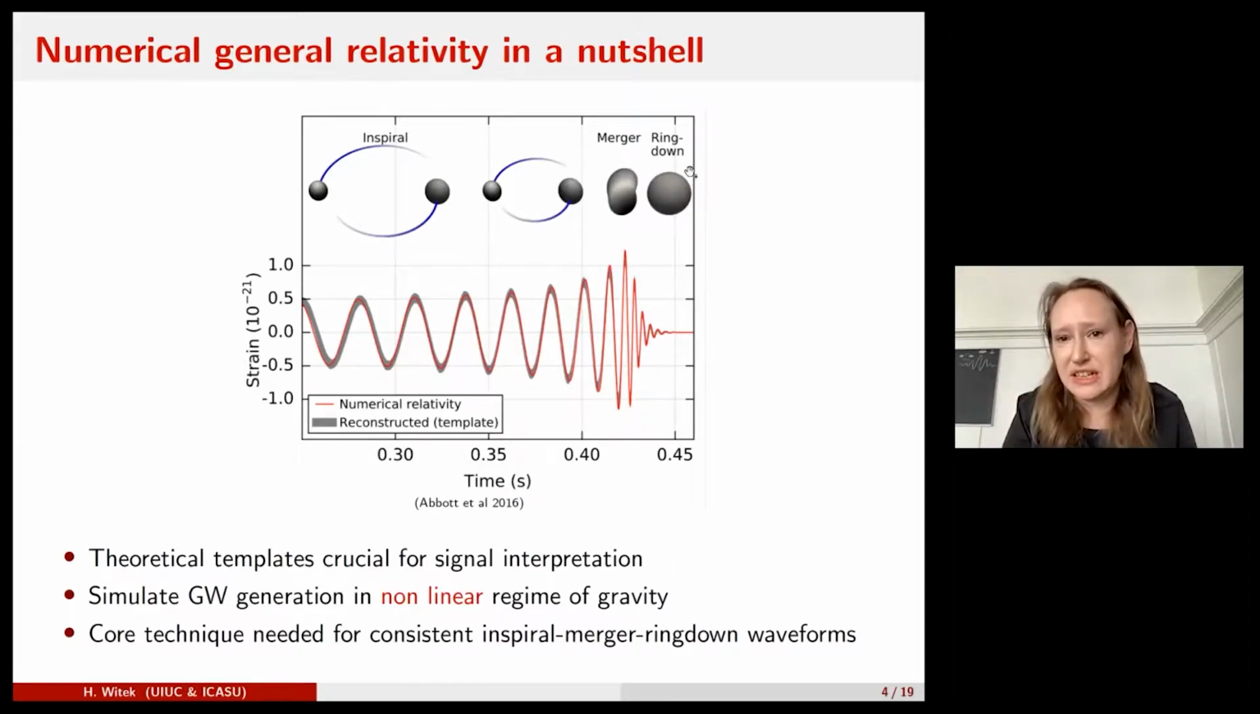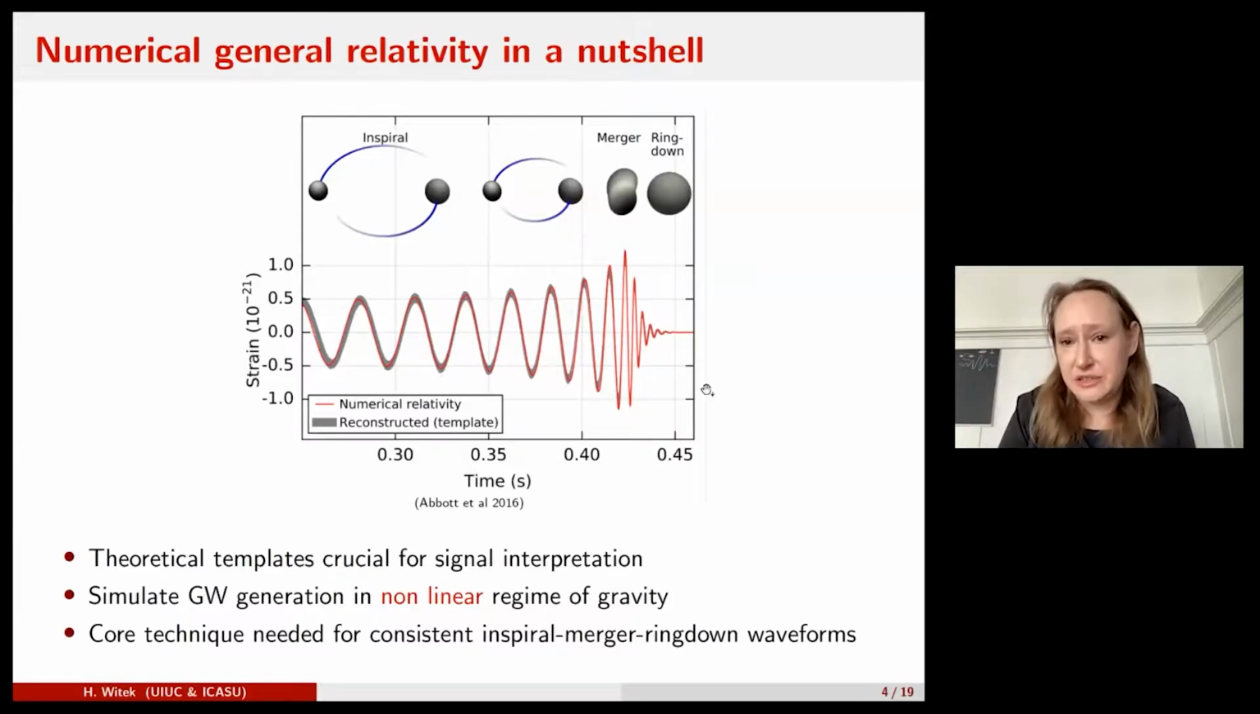And so in this last bit, you would use either perturbation theory, or you can also use numerical relativity. And what I want to highlight here is that you really need all these three core techniques to get a complete inspiral-merger-ringdown signal.